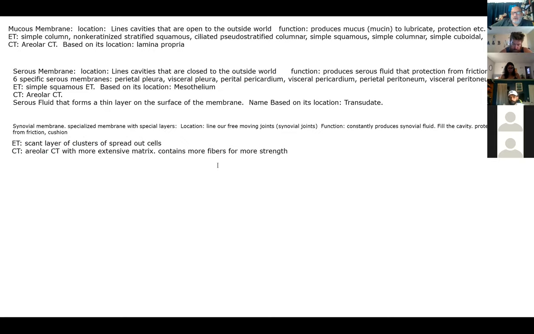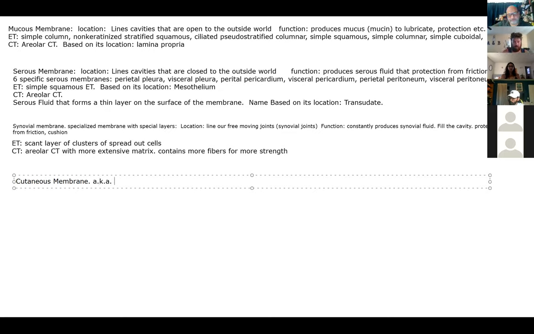Questions on that one? Nope. Excellent. That leaves us only one more membrane, and that one remaining membrane is our cutaneous membrane, which is also known as what? Skin. Excellent. Your skin is your cutaneous membrane. Your cutaneous membrane is your skin.